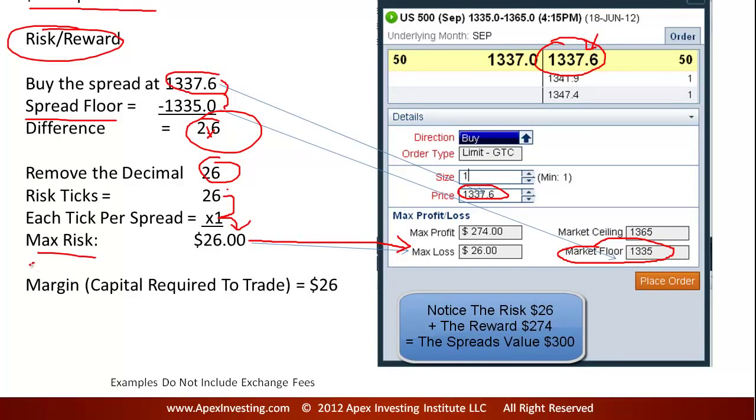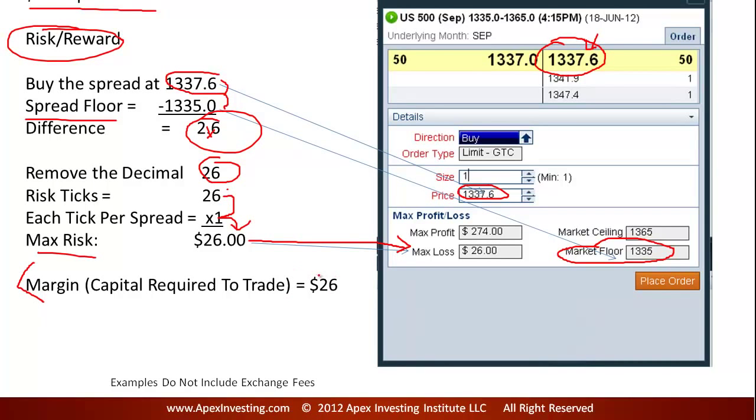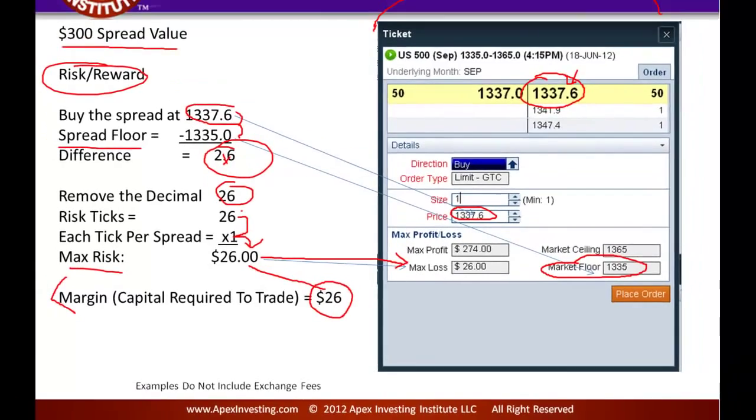Another great thing to think about is the margin. The capital required to place this trade is the same as the risk. That's how all the spreads work. It's defined risk. So the most money you have to put up to place the trade is $26.